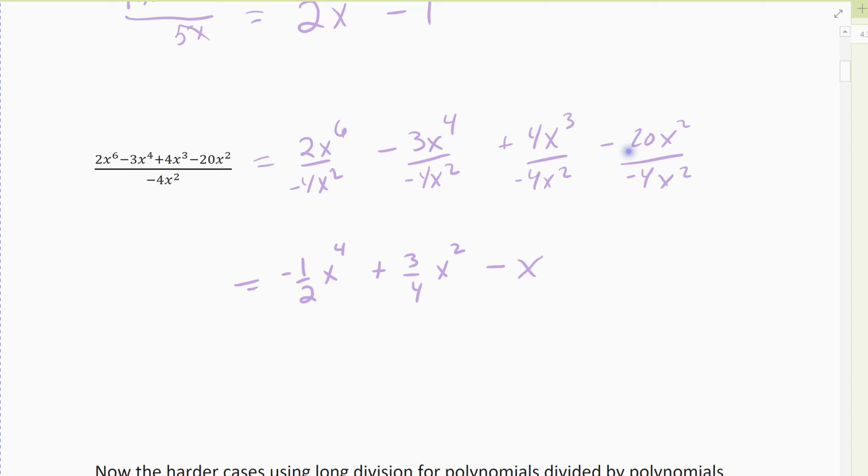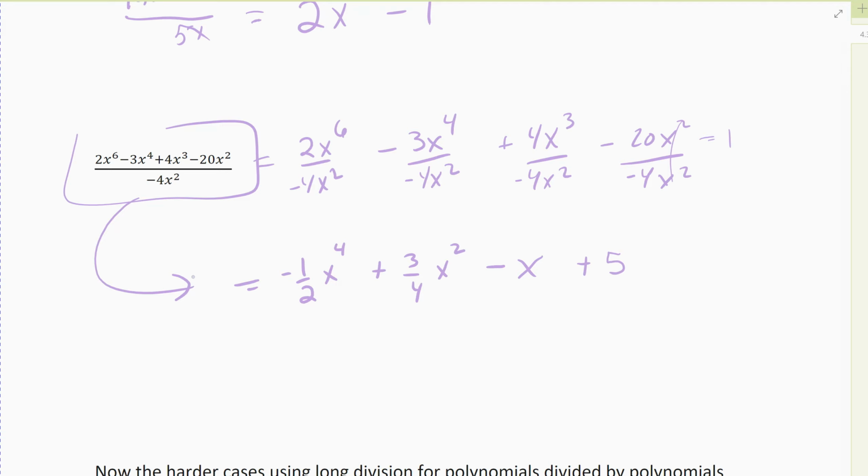The last term, negative 20 divided by negative 4 is going to leave me with a positive 5, positive because the negatives cancel each other out. 20 divided by 4 is 5. And then x squared divided by x squared equals 1, so it would be 5 times 1, which is just 5. And so this is what this function simplifies to when I do the division. I've got one single polynomial there instead of 2. And so that's the simple case.